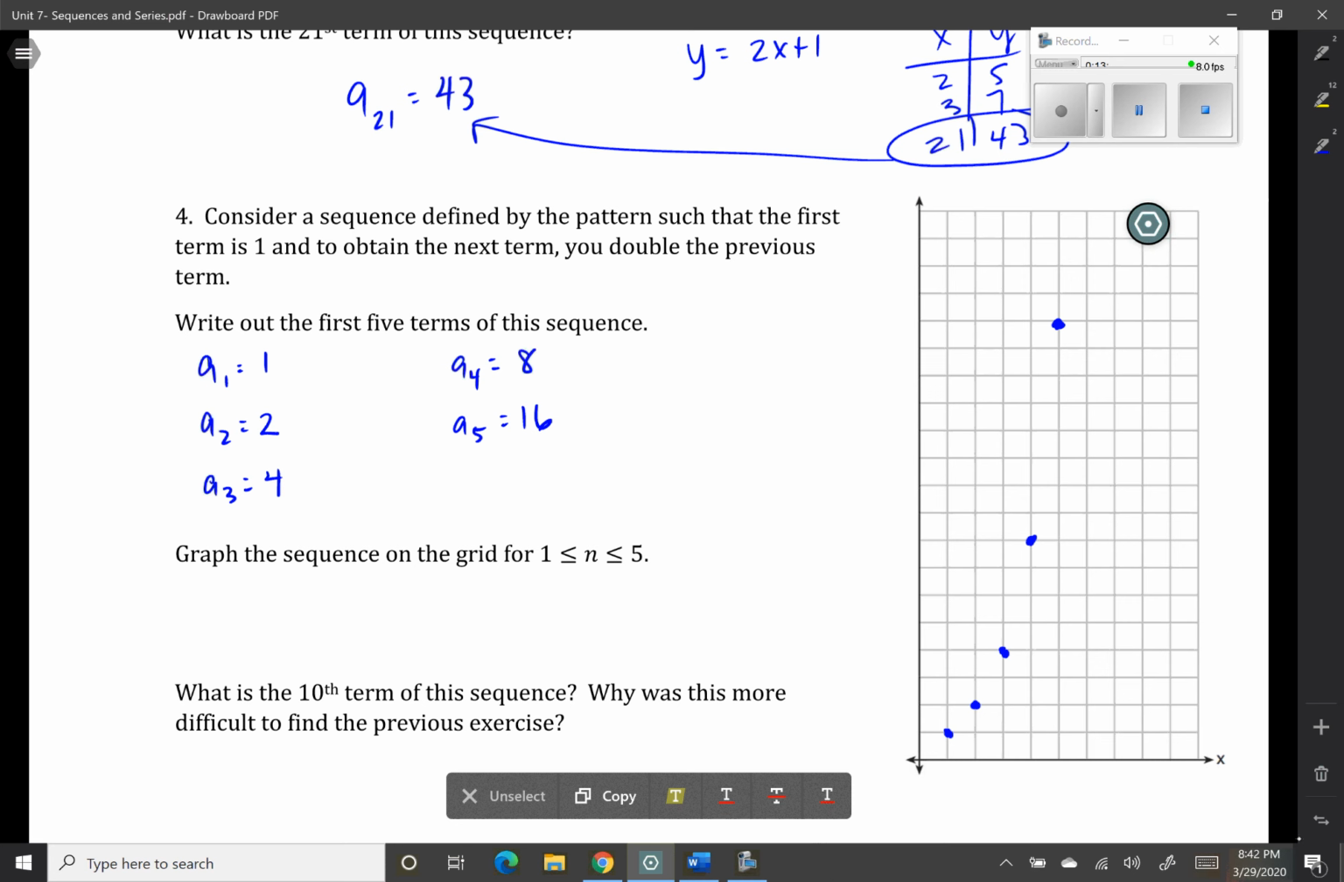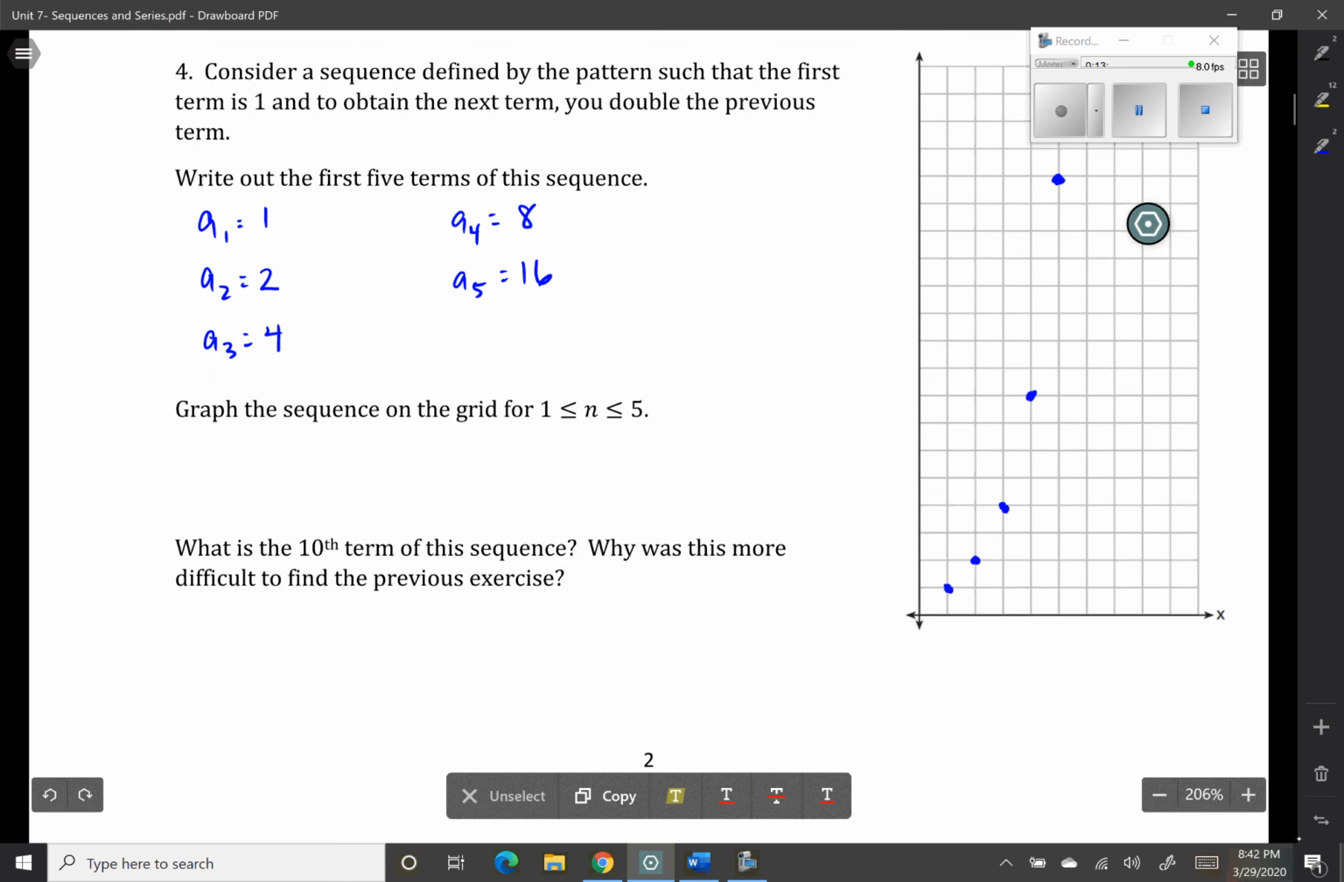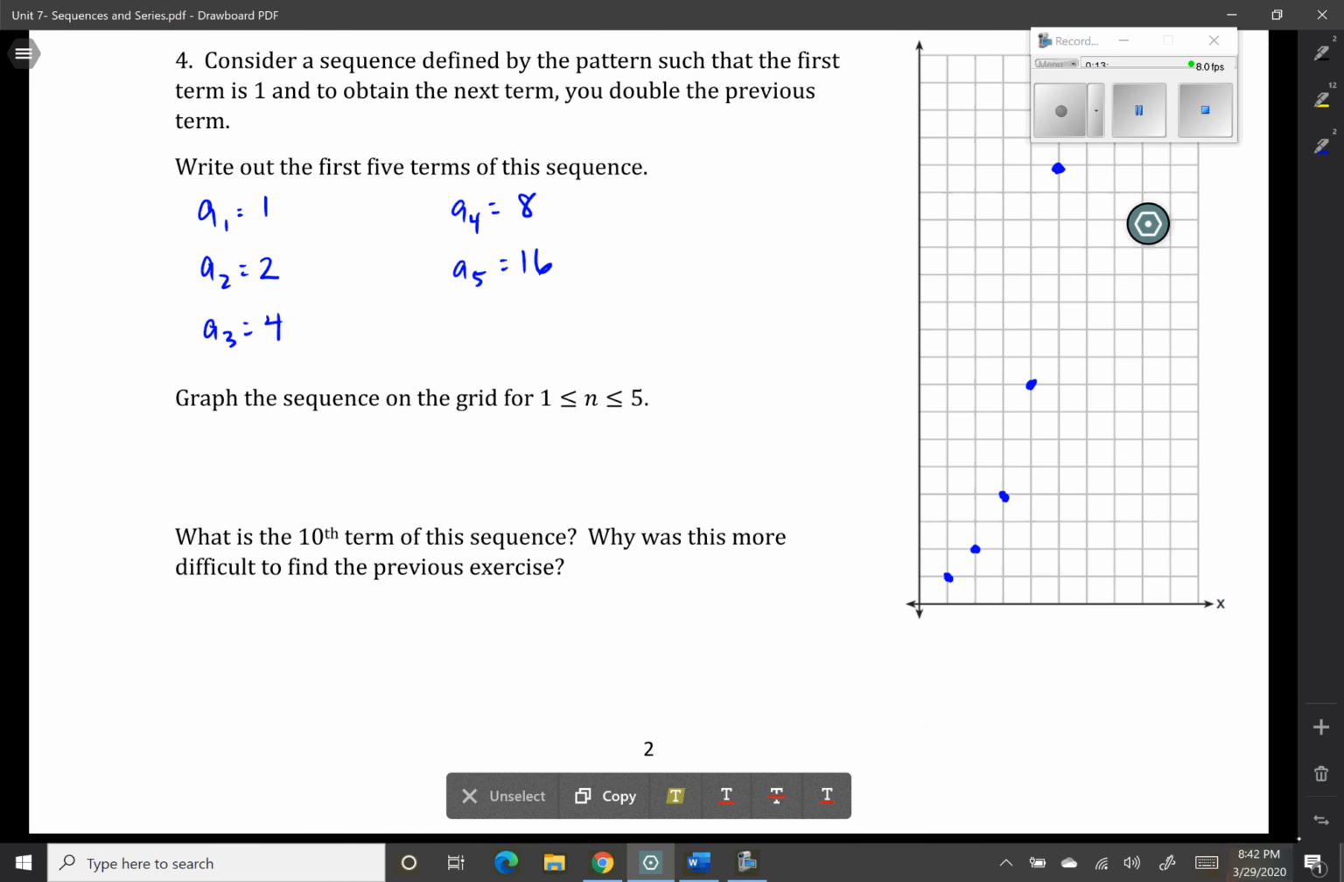Now, this looks more like an exponential function because it is. It's exponentially changing as we get from one term to the next. So think about how we can find the 10th term of this sequence. Go ahead, pause the video and see if you can come up with the 10th term of the sequence without continuing to double the numbers and double the numbers. You can if you really have to, but see if you come up with a better way of doing it. Go ahead.